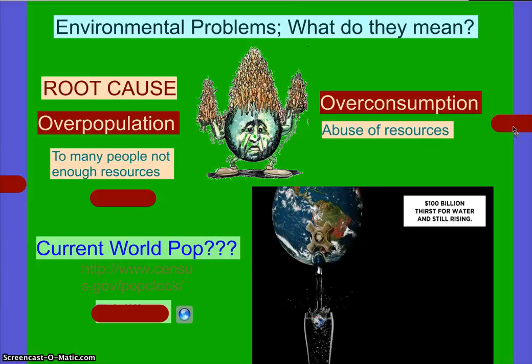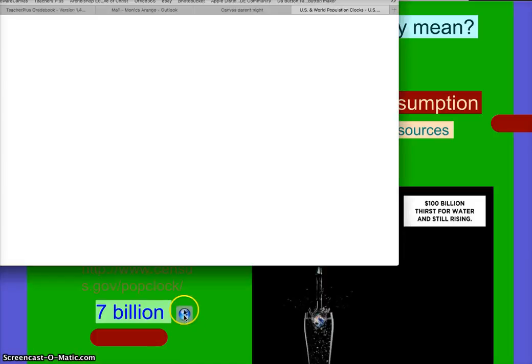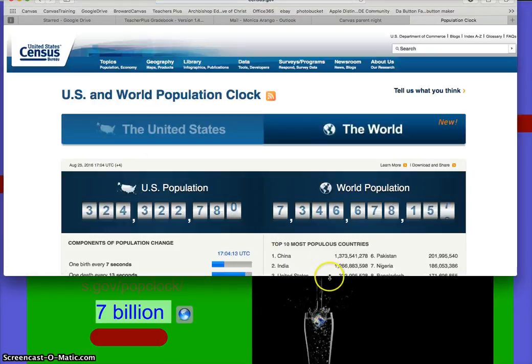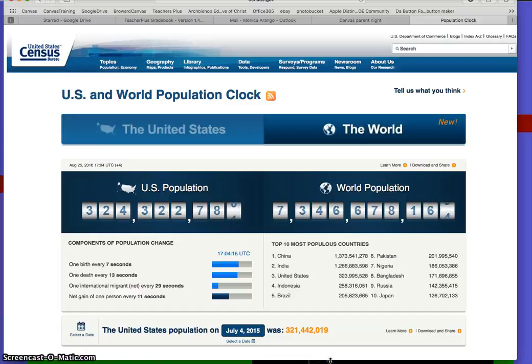Overconsumption is abuse of those resources, so those are really correlated. And again, our current world population, anybody know? Over 7 billion. When I started teaching this course, and I'm not a dinosaur, I'm just old, it was 6 billion. In my teaching career, our population went from 6 billion to 7 billion. And today, when I opened it up, it is currently at 7,346,000,000.